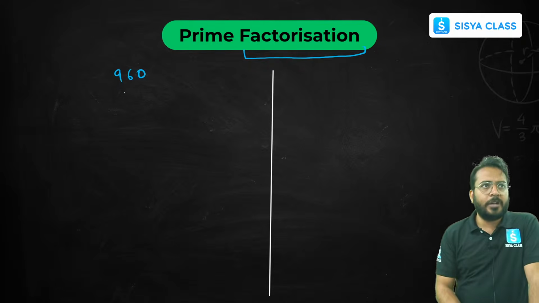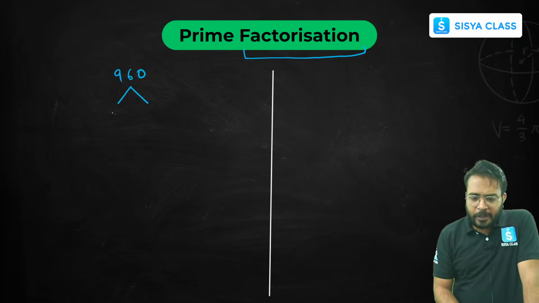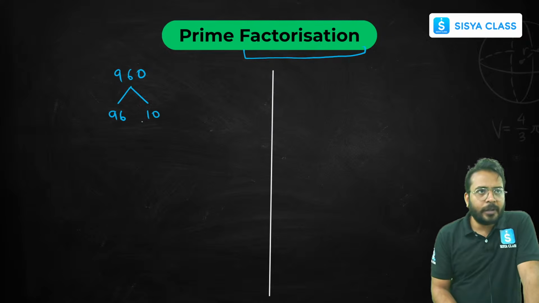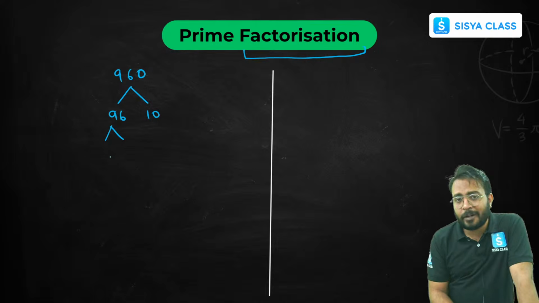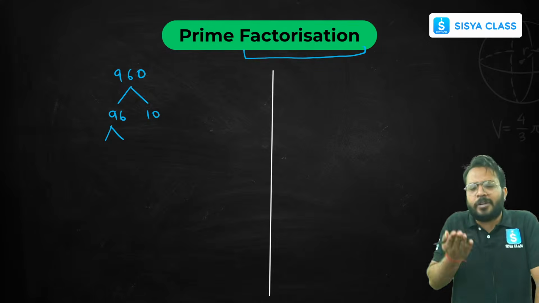What I will do, beta? Either first I can split, right? I can split it into two parts, that is 96 into 10. Further, 96 can be split. Sir, how can we split 96?